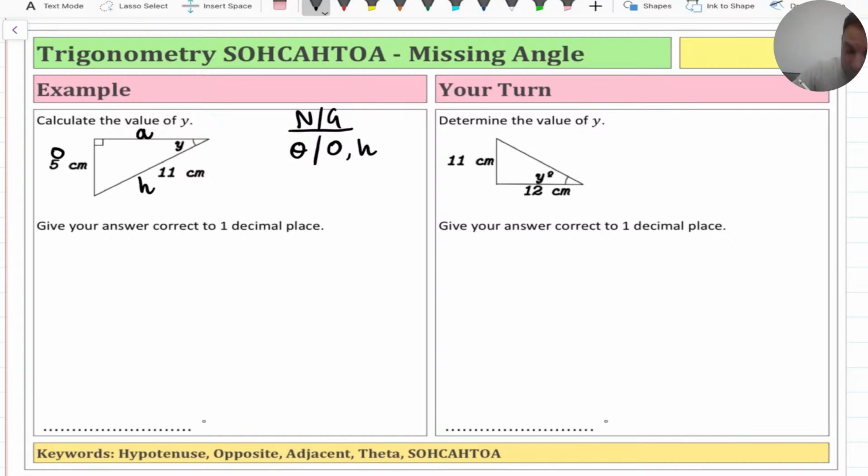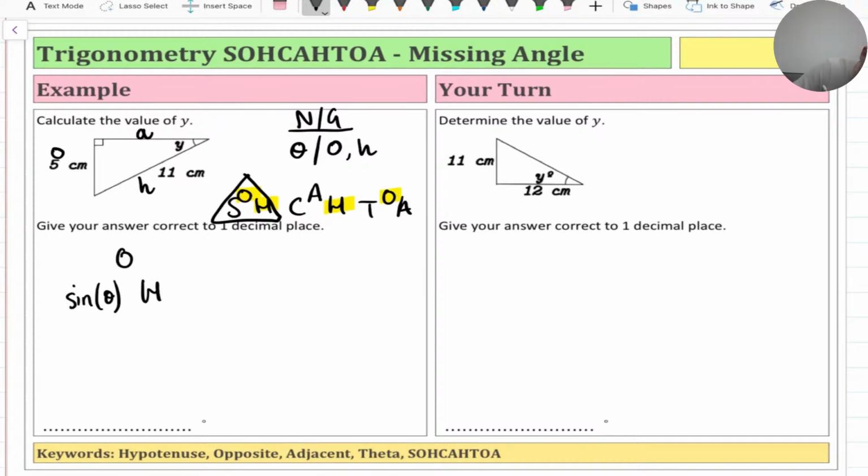So then I write down SOHCAHTOA. And I highlight everything which is in my need and got list. So O is in there, highlight O. H is in there, highlight H. So in this case, which one's got 2 things highlighted? It's sine there, isn't it? So I write down the triangle for sine, which is sine of theta is equal to opposite over hypotenuse.